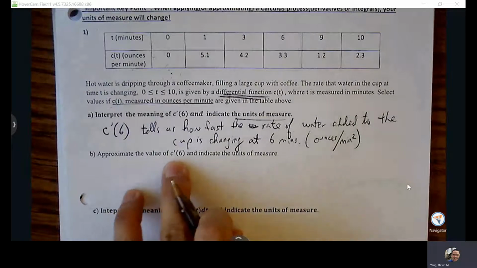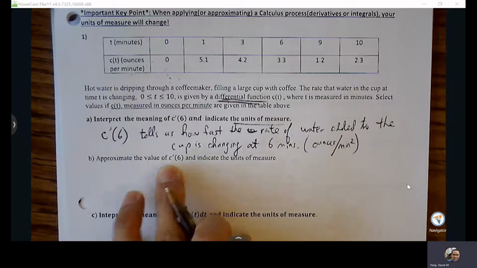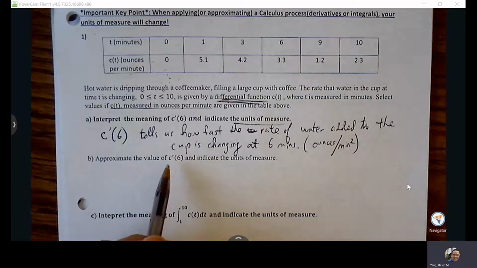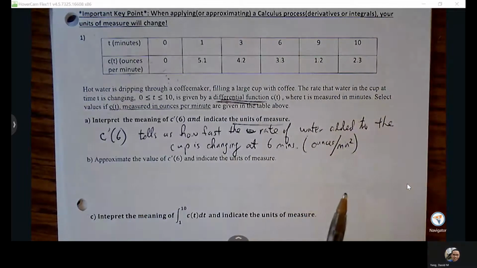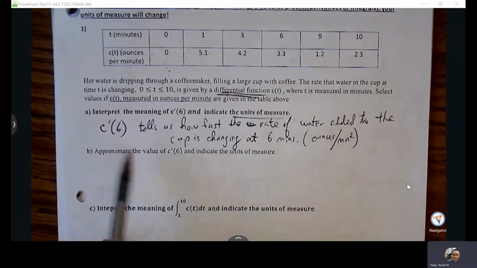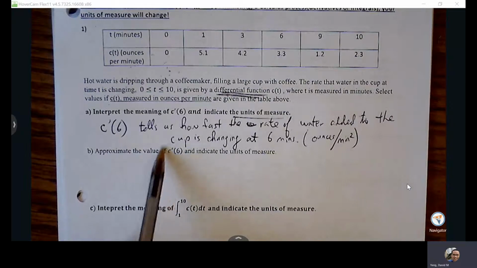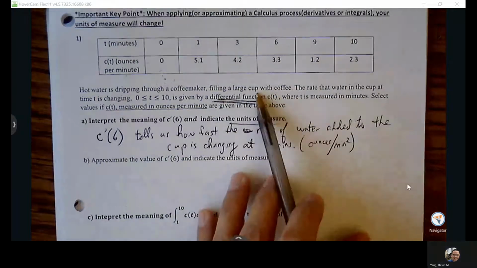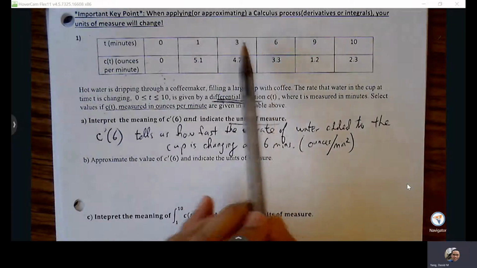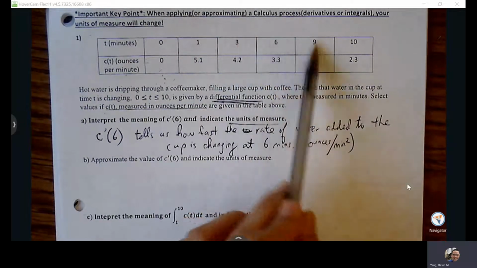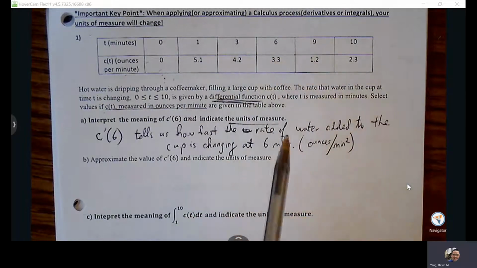Okay, approximate the value of C prime of 6. So we can't do calculus, we can't do a derivative. We only have a table of values, so the best thing that we can do is what? What's another word for derivative? Derivative is just a fancy word for slope. Yeah, we just find slope. Anything around this region is good. I can pick any ordered pair, and that will give me slope.